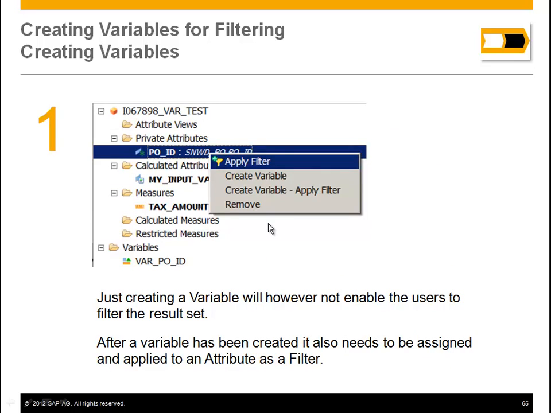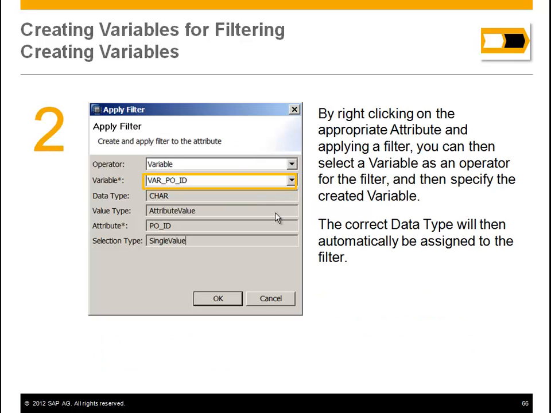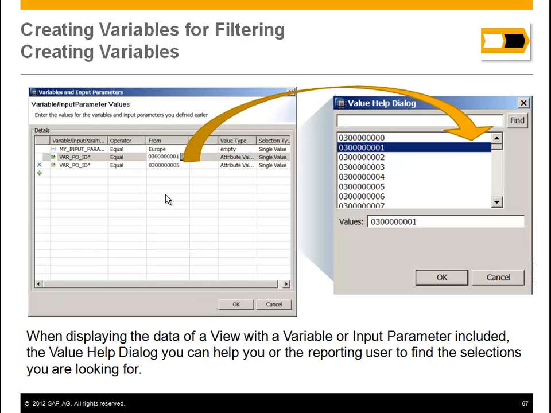So in order to do this, you can apply a filter. So just creating a variable will not enable the users to filter the result set. So after the variable has been created, you also need to apply that as a filter on the attribute in question. So in this case, you can see our operator over here is a variable for this filter, and this is the variable name that we created earlier. So this step has to be done. This is creating variables for filtering.